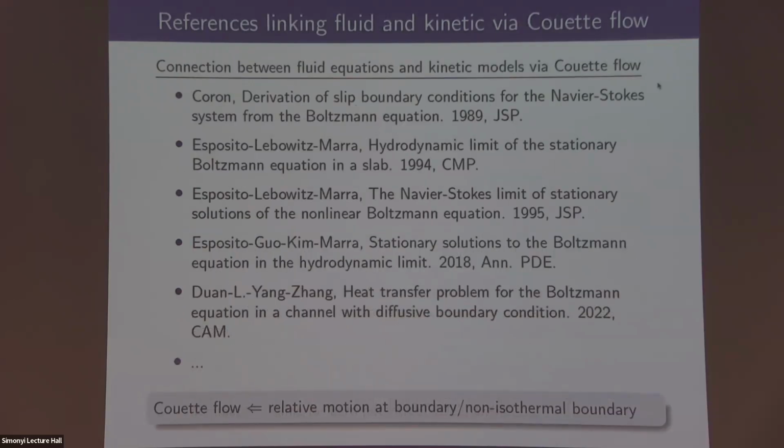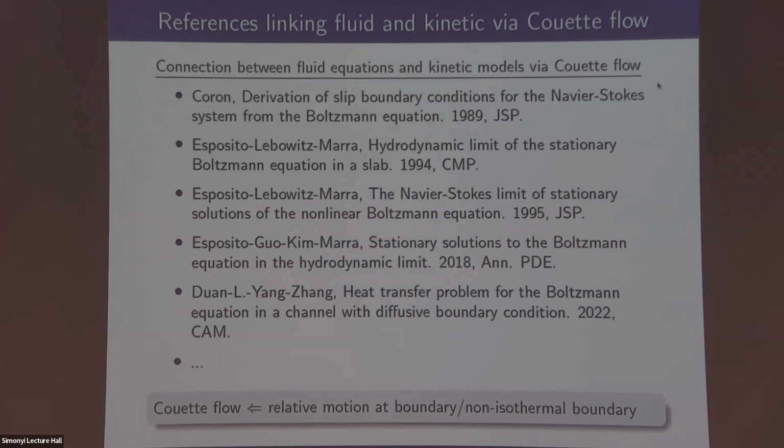Okay, and there are also many other works linking fluid and kinetic Couette flow. So Coron studied the derivation of slip boundary conditions for the Navier-Stokes equation from the Boltzmann equation in '89. Esposito, Lebowitz, and Marra studied the hydrodynamic limit of the stationary Boltzmann equation in a slab in 1994. Esposito, Lebowitz, and Marra studied the Navier-Stokes limit of stationary solutions of the nonlinear Boltzmann equation in '95. Esposito, Guo, Kim, and Marra studied stationary solutions of the Boltzmann equation and the hydrodynamic limit in 2018.